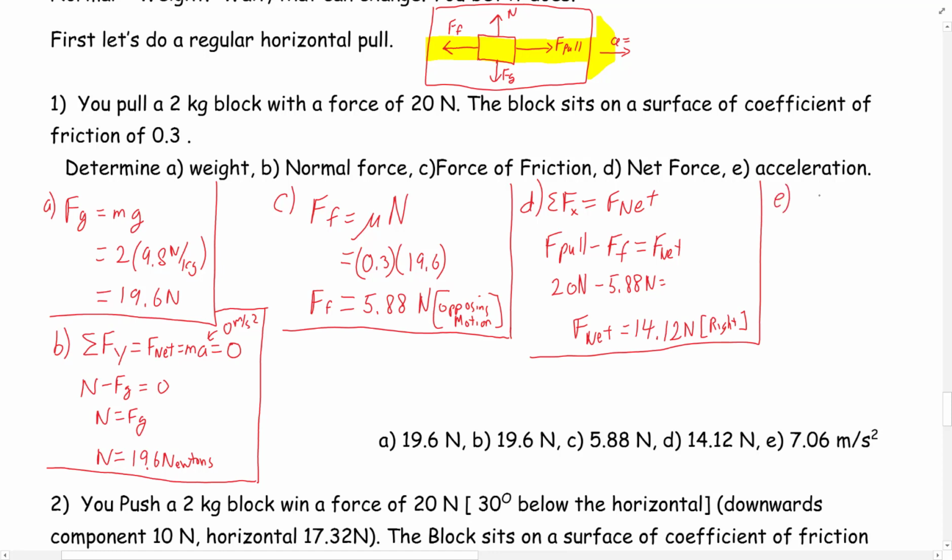Now E, what's the acceleration? Well, F net equals ma, and this is going to be 14.12 newtons, and that has to equal the mass, which is 2 kilograms, times a. So the acceleration is going to be 7.06 meters per second squared to the right. Okay, that's how you do the Physics 11 one. Now let's just change it a bit.